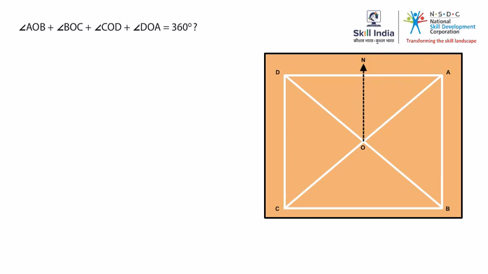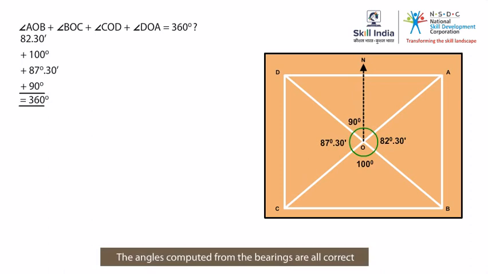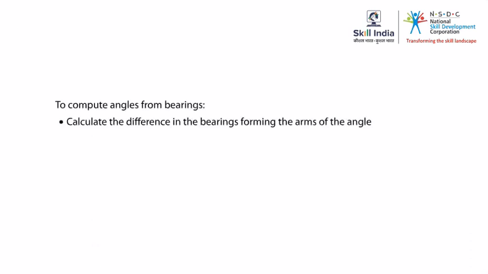To check whether the angles calculated from the bearings are correct, you must add them up and see whether they add up to 360. So let us add angle AOB, angle BOC, angle COD and angle DOA. This is equal to 82 degrees, 30 minutes plus 100 degrees plus 87 degrees, 30 minutes plus 90 degrees. As this sum is equal to 360 degrees, we can say that the angles computed from the bearings are all correct. So remember, this is the procedure for computation of angles from bearings.